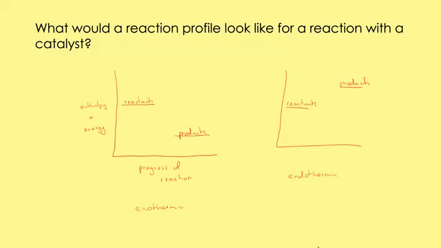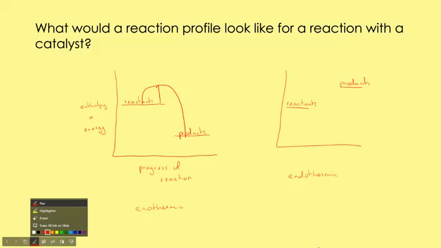So a typical reaction profile for an exothermic, we'd have a line to show the reactants turning into the products. And when we did these in year 10, we drew an arrow from the reactant line to the top of the arrow.